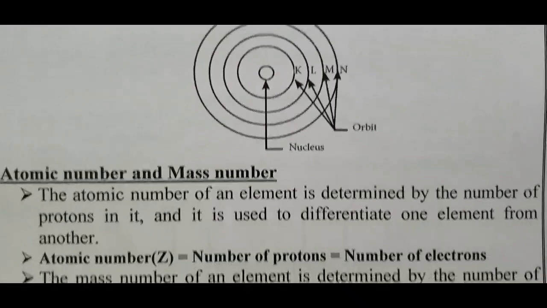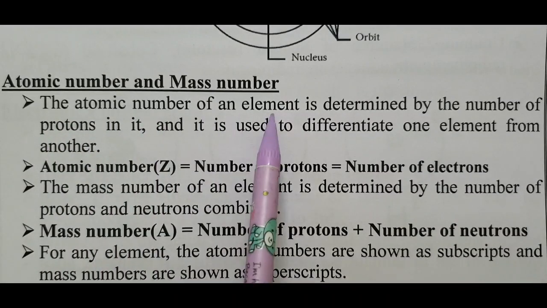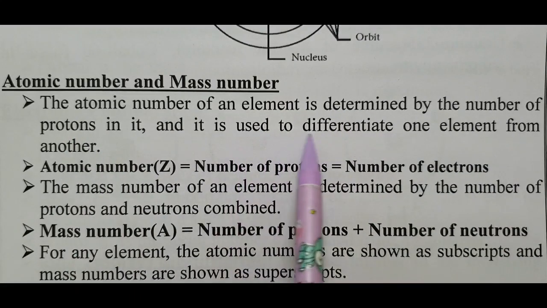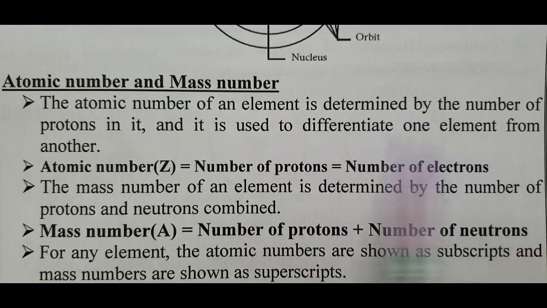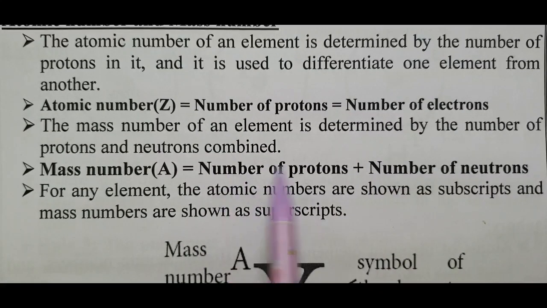Atomic number and mass number. The atomic number of an element is determined by the number of protons in it, and it is used to differentiate one element from another. Atomic number equals the number of protons, or the number of electrons, present in an atom. The mass number of an element is determined by the number of protons and neutrons combined. That is, the sum of the number of protons and the number of neutrons gives the mass number.